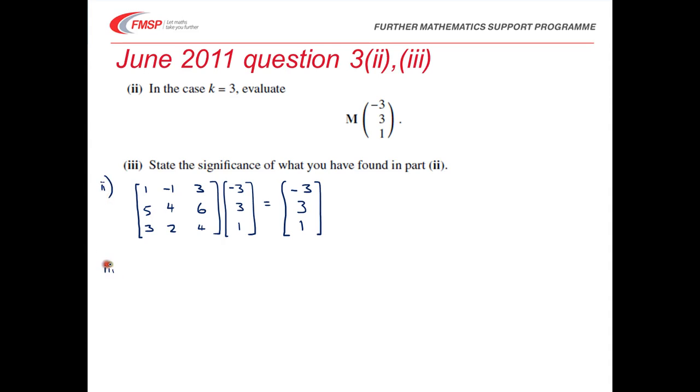So the significance of this is that minus 3, 3, 1 is an eigenvector corresponding to eigenvalue 1.